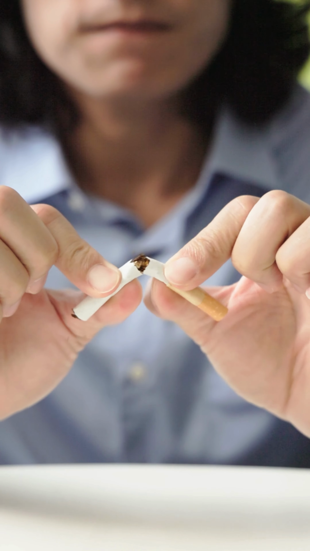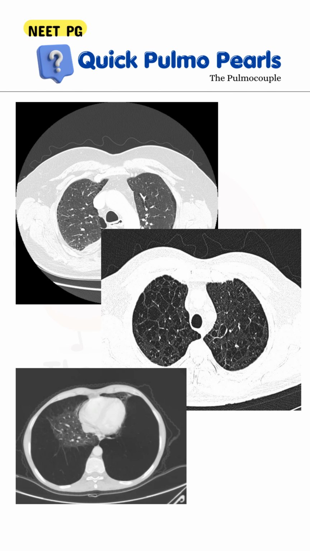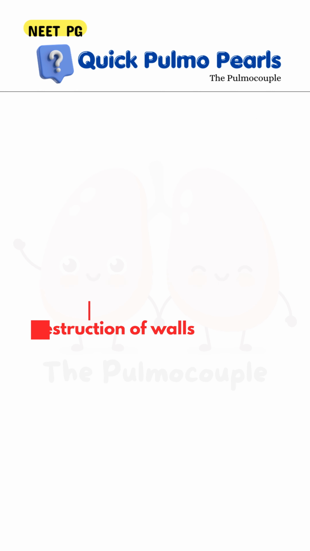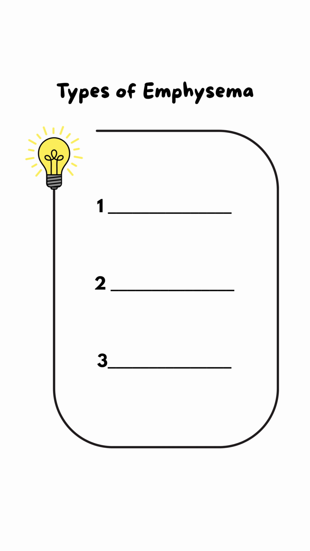Smoking kills, but how? One of the reasons is the development of emphysema, which is a condition of the lung characterized by abnormal permanent enlargement of the air spaces distal to the terminal bronchiole, accompanied by destruction of their walls. But did you know there are different types of emphysema? Let's see them one by one.